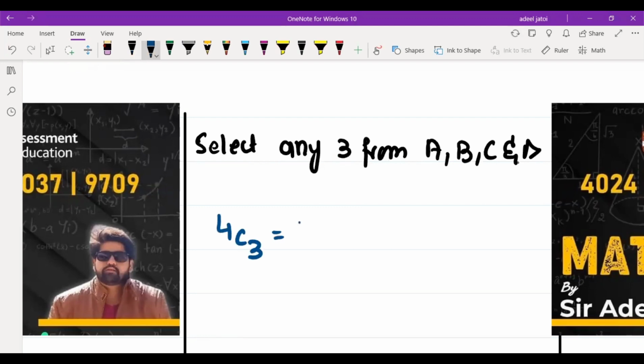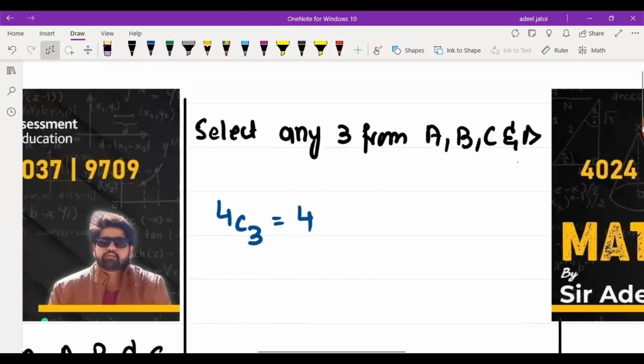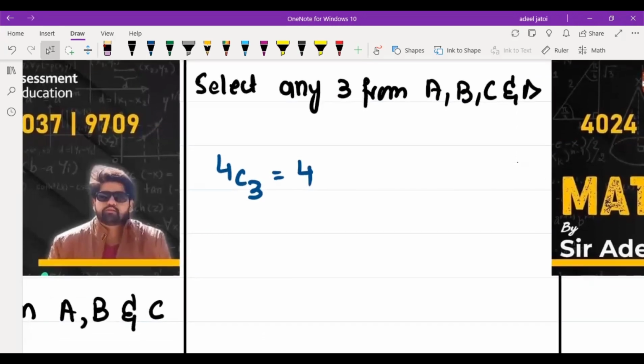When we put this in the calculator, the answer will be 4, which means I can select what? I can select A, B, C, A, B, D, B, C, D, and A, C, D. So these are the 4 different possible ways that I can select any 3 from the 4 different alphabets given.